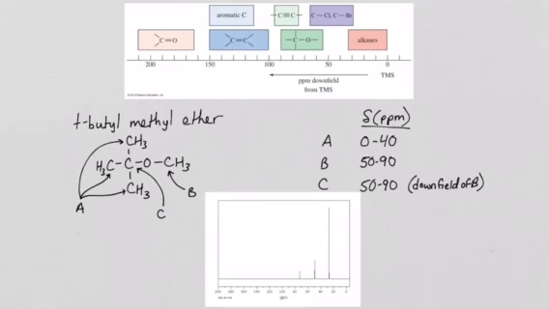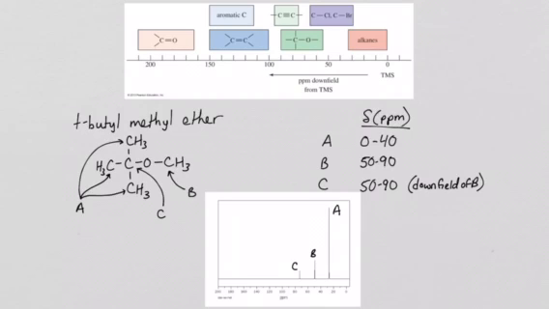Now let's look at the carbon-13 NMR spectrum of t-butyl methyl ether. We see that this spectrum has 3 peaks, just as we predicted. 1 peak in the alkane region of the spectrum, due to carbons A, and 2 in the region of the spectrum between 50 and 90 ppm, due to carbons B and C, with carbon C being shifted further downfield than carbon B.